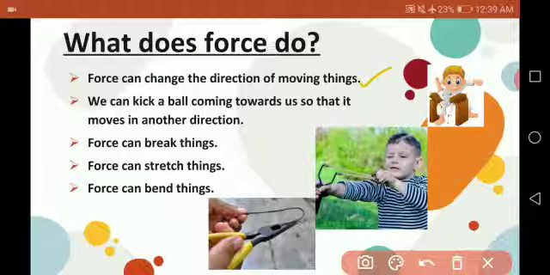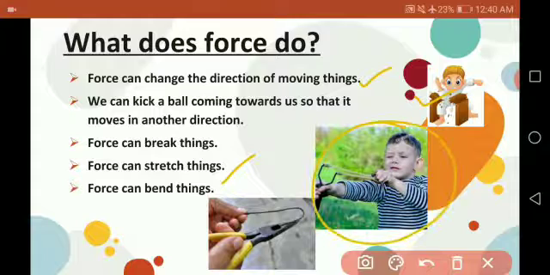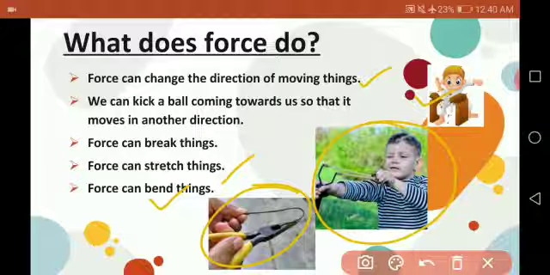Force can break things. In this picture, you people can see by applying a force, we can break a wooden ruler or we can break things. Force can stretch. In this picture, you people can see force can stretch things. If we pull a rubber band or a piece of elastic, it becomes longer. Force can bend things. In this picture, you can see by applying force, a wire can be bent.